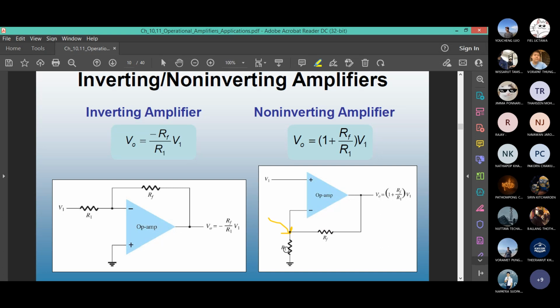It is V out times R1 divided by R1 plus RF. That's the voltage at this point. This equals V1 because V minus equals V plus. And then you rearrange the equation, you will get the formula for the non-inverting amplifier: V out is V1 multiplied by 1 plus RF over R1.